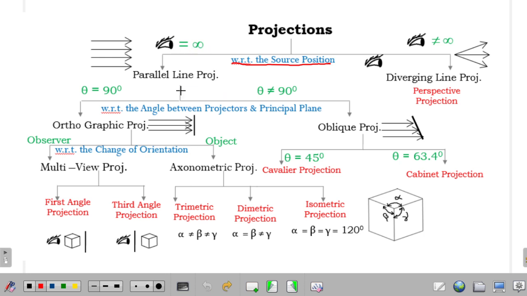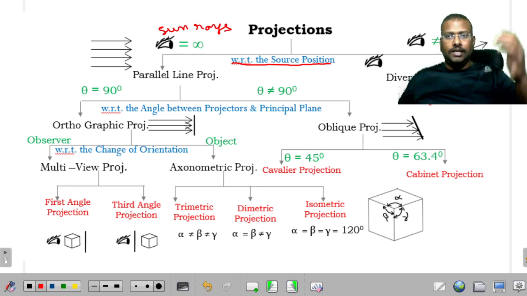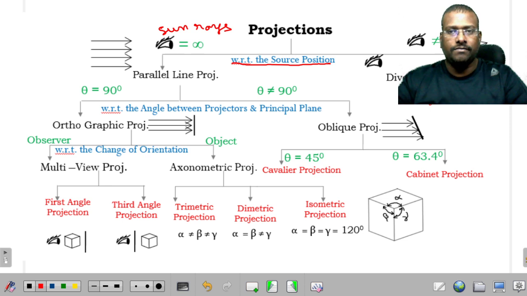Why? Once the observer is at infinite distance, the projectors are going to be parallel to each other. The best example we can consider is sun rays. Why are you considering sun rays as the example? The sun is very far from the earth. Once they travel for lakhs of kilometers, the diverging angle will be almost negligible. That is why we consider sun rays to be approximately parallel lines.